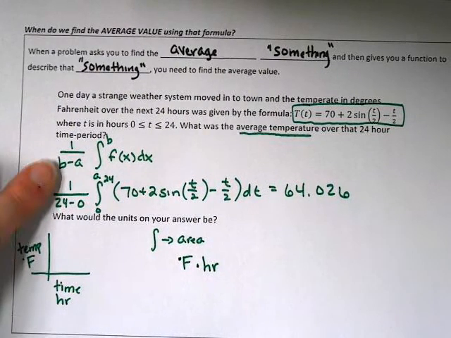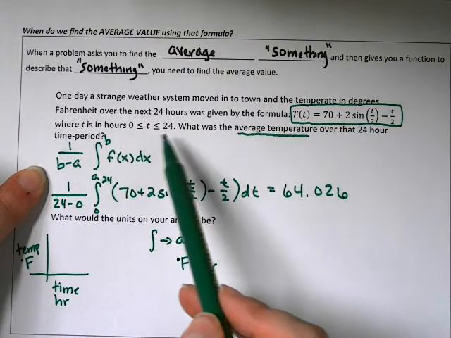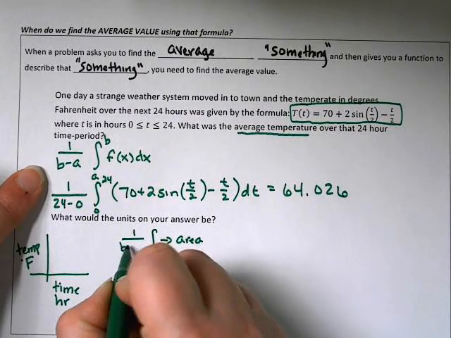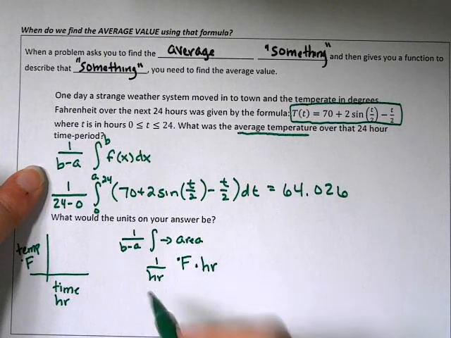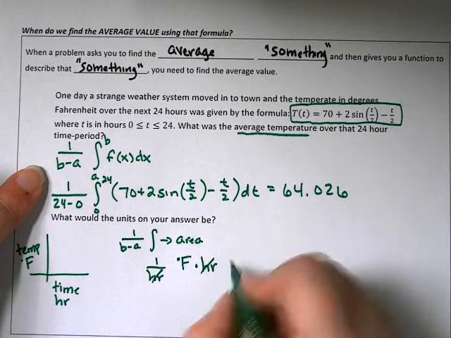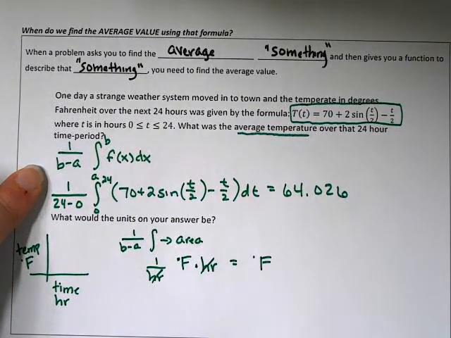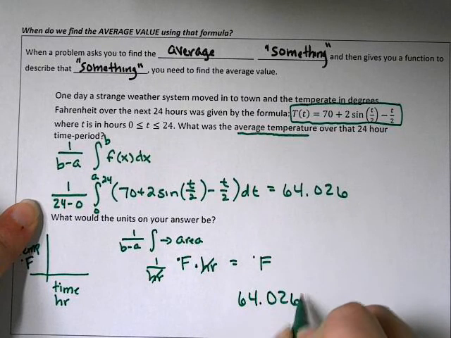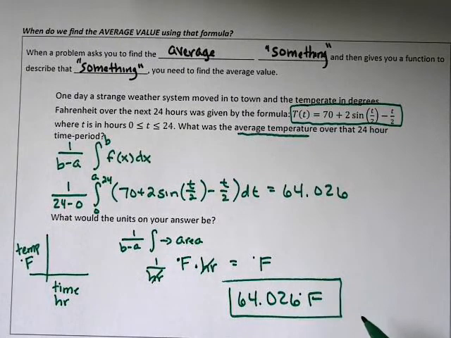And in front of our integral, we've got this 1 over b minus a. The b and the a are times measured in hours, which means in front of the integral, this 1 over b minus a really gave us 1 over hours. And so the hours cancel, and we're left with degrees Fahrenheit for our units, which means the average temperature is 64.026 degrees Fahrenheit, which would make sense. If we're asked for the average temperature, it probably should be the same units that we measure temperature in.